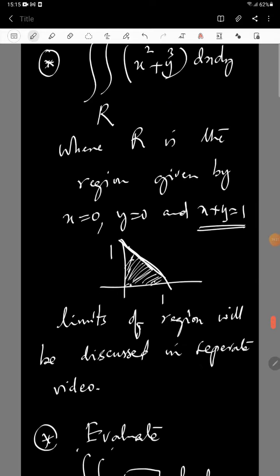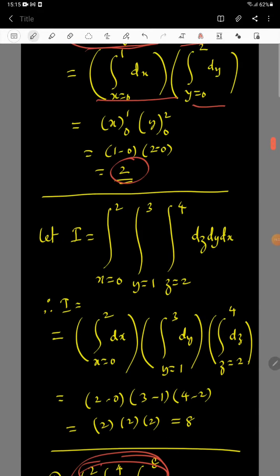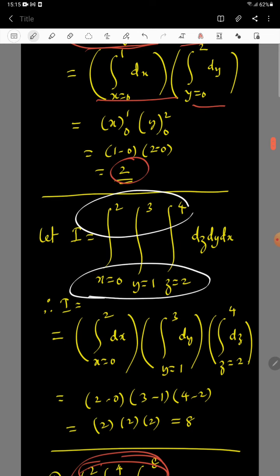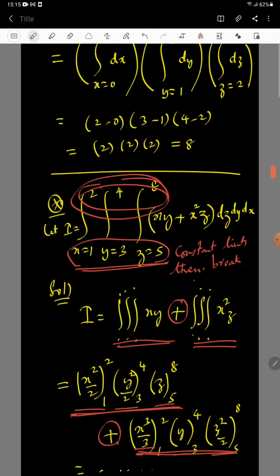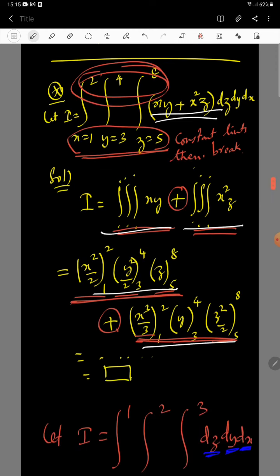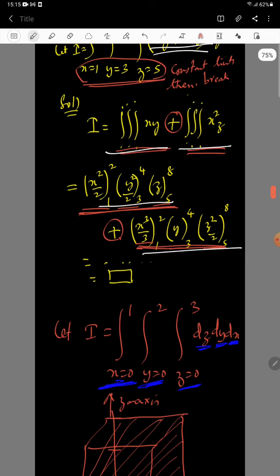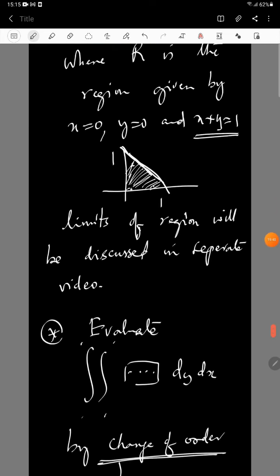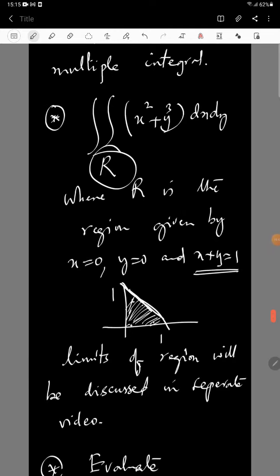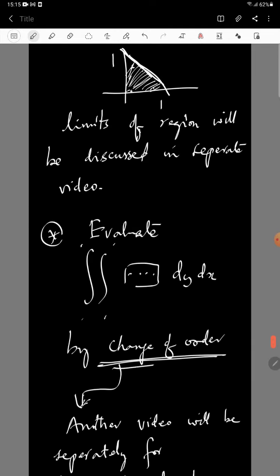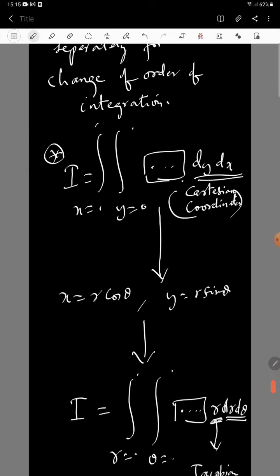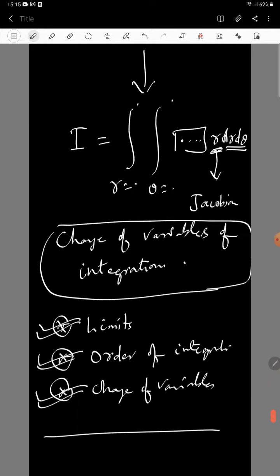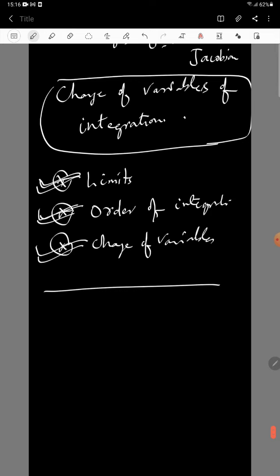And if a problem with just constant limits is given, directly split it, and if it has more terms, split into two parts and then again separate into single integrals and do it. This is the easy way. I hope you understood. For understanding all these three concepts, how to decide the limits of the region, how to change the order of integration, and how to change the variables of integration, watch the separate videos. I will make them and upload them afterwards.